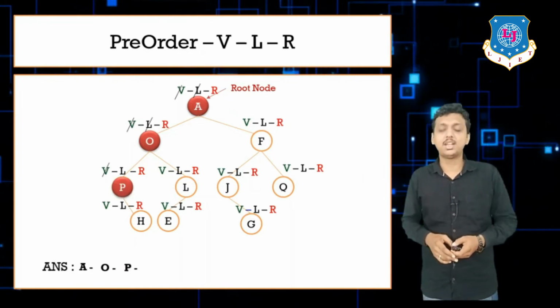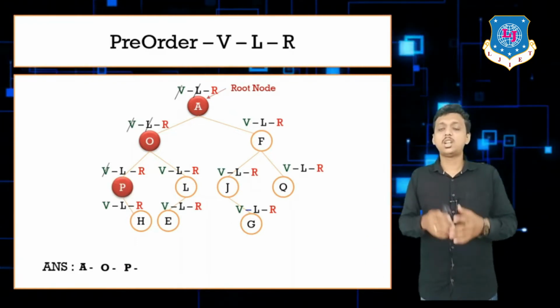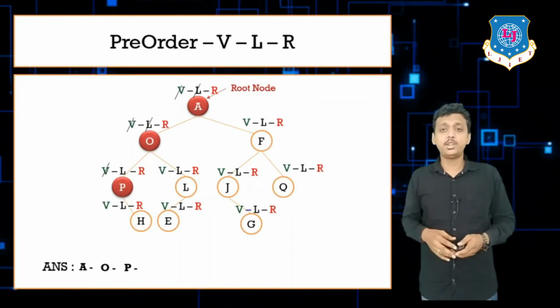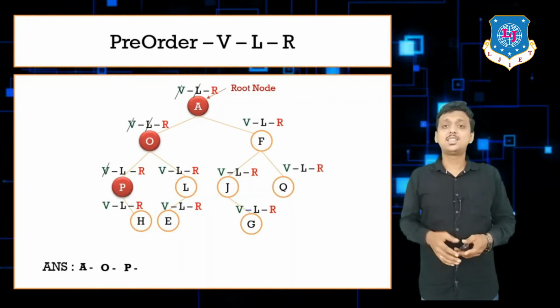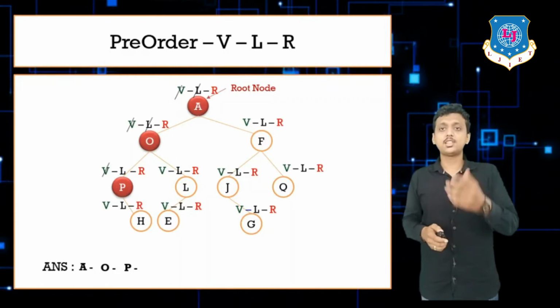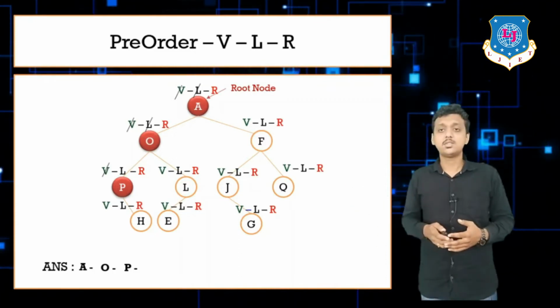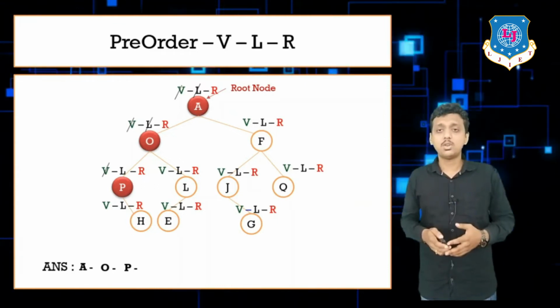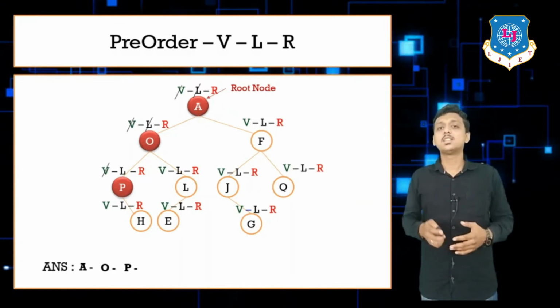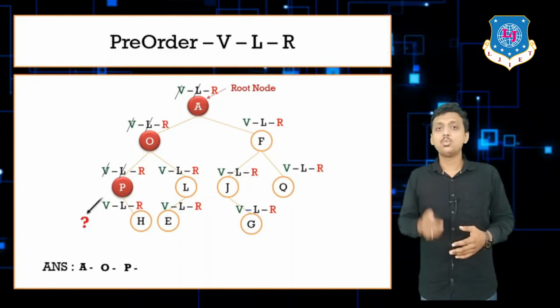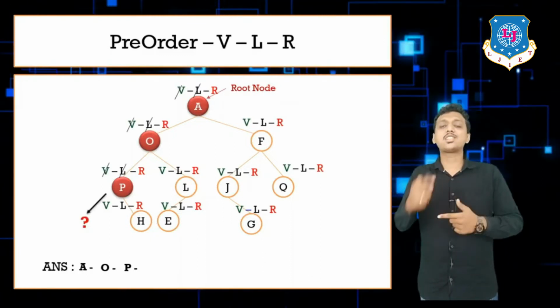Fine. So next, tell me, the next operation that we need to perform is L. Is there any node on the left side of P? Yes or no, students? Just watch in the figure. No. That means there are no nodes, so we just need to take the next operation.